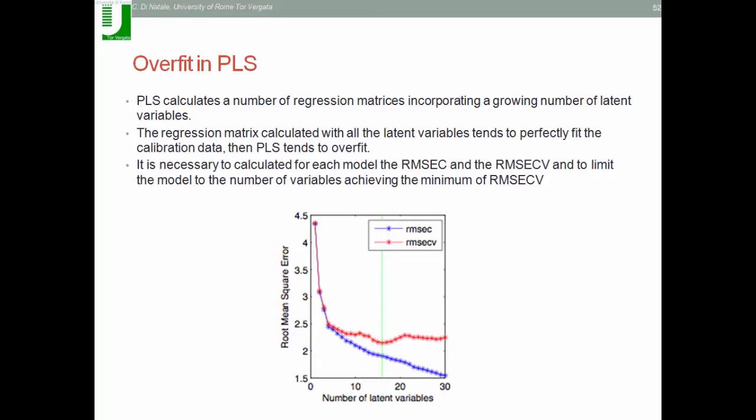So calculate the error on calibration versus the number of latent variables, and calculate the error on the validation test set, and stop at the optimal point when we reach the best performance on the validation, because we are not interested, of course, in estimating the calibration data, because they are known. We want to use this to estimate unknown samples.